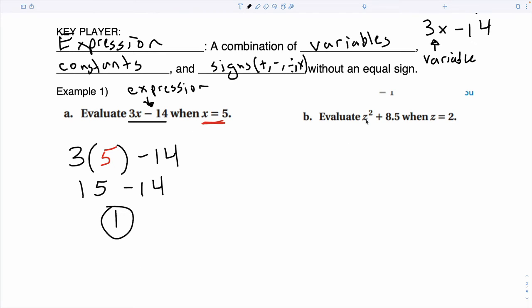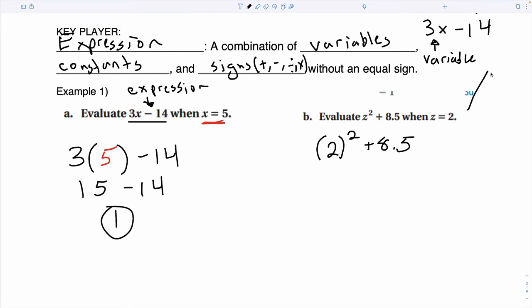Go to B. z squared plus 8.5 when z equals 2. Solve, or evaluate. z is equal to 2. I'm going to put 2 wherever I see a z. Put it in parentheses. Don't leave it by itself. Add 8.5. Now that you replaced the z, let's solve.